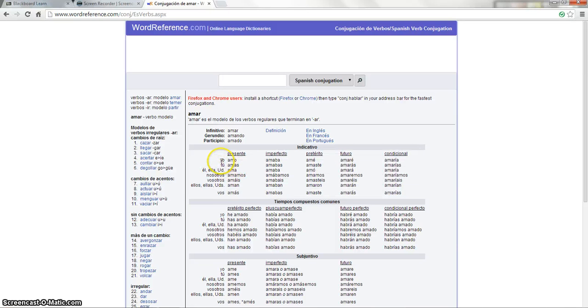So yo amo means I love in the present tense. Tú amas means you love in the present tense. Él, ella, usted ama is he, she, or you, or he, she, or it loves.